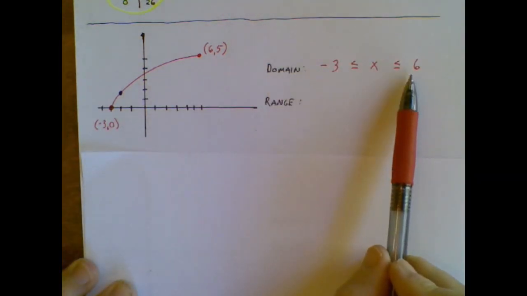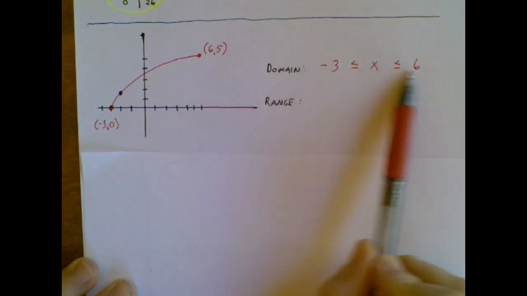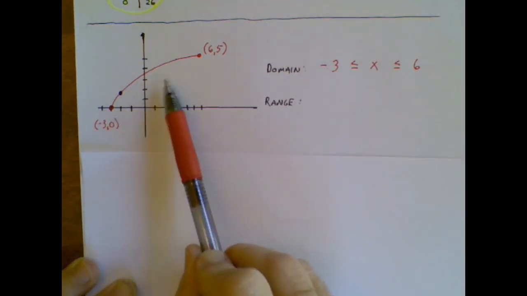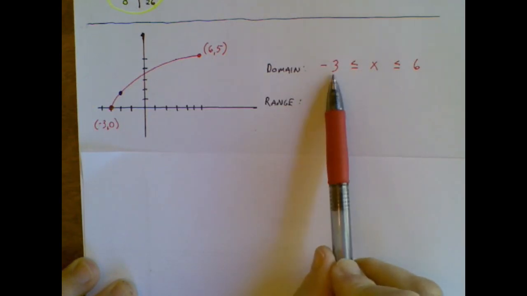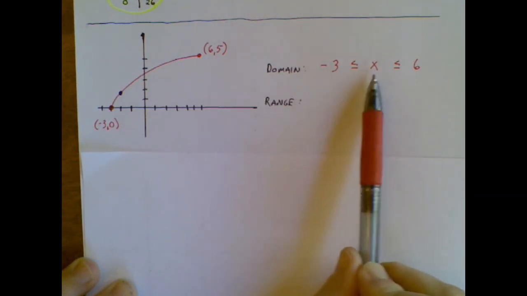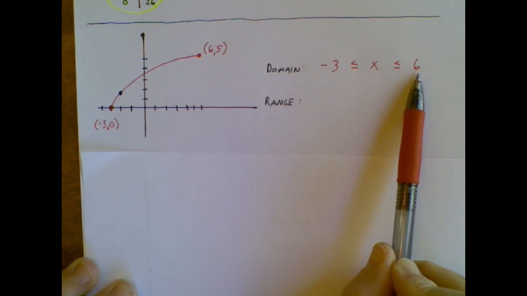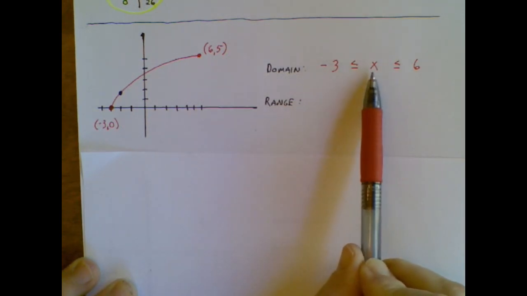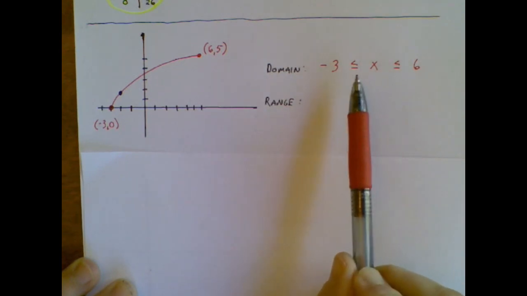So here's my answer for the domain. And what this is saying in English is my x values on the graph that I'm looking at range between the smallest x value of -3 and the largest x value of 6. Or x has to be bigger than -3 and x has to be smaller than 6.